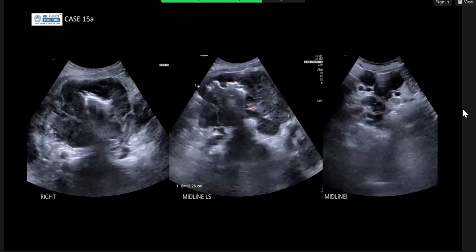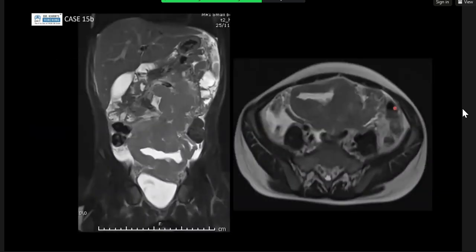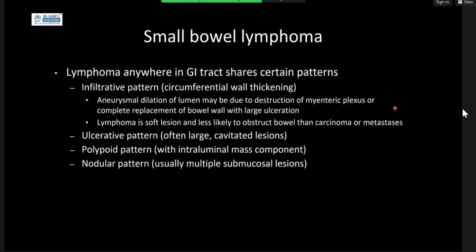With all these notes, the presenting complaint was whether he had appendicitis because he had abdominal pain, and this turned out to be small bowel lymphoma, and I thought it was nice. It doesn't change from what I've mentioned earlier in the previous head and neck lymphoma, but I just thought it was a nice picture to include of small bowel lymphoma with aneurysmal dilatation.